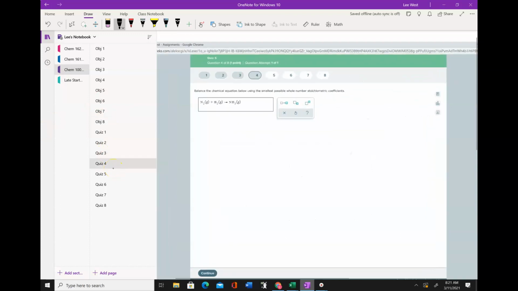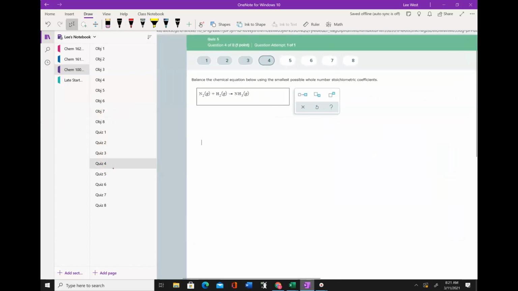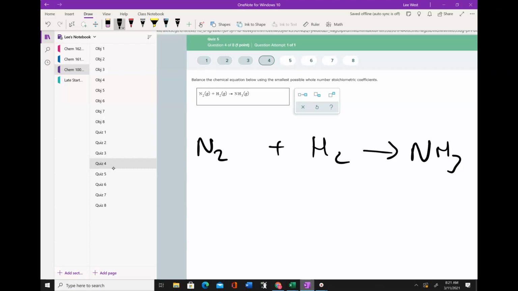It says, balance the chemical equation below using the smallest whole number stoichiometric coefficients. Okay, so I'm just going to do this like working left to right because it's a pretty simple equation. It's only got 3 things in it. So nitrogen, I've got 2 on the left and 1 on the right. So I'm going to make that up to 2. And now they are balanced.